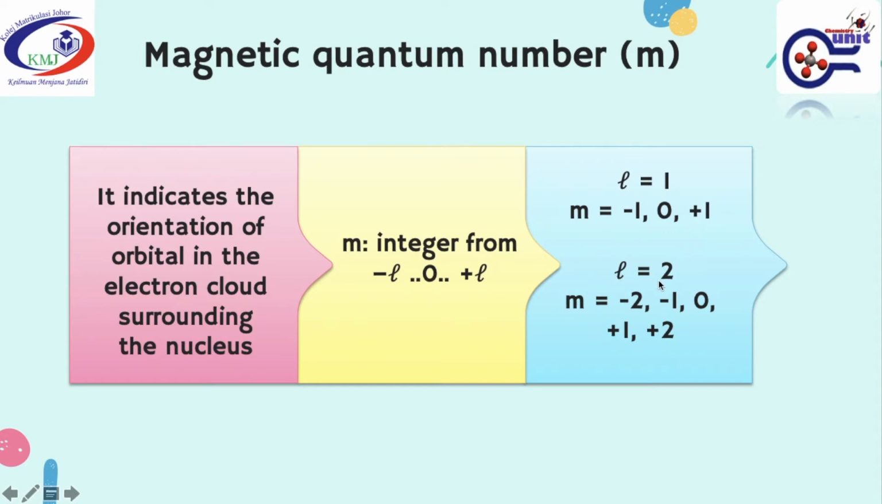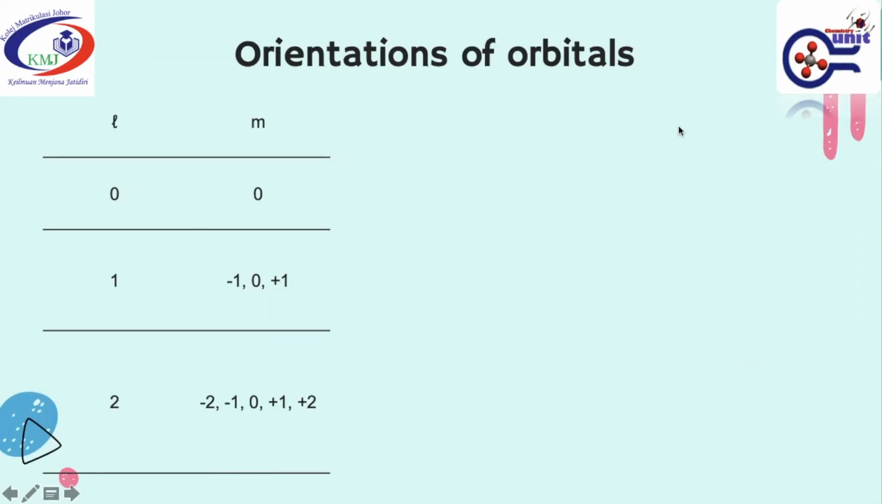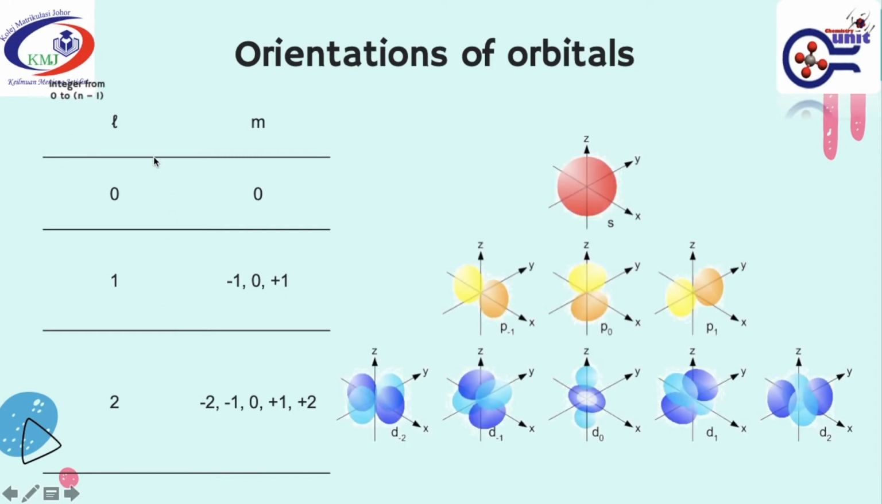When L is equal to 2, M must be negative 2, negative 1, 0, positive 1, and positive 2. These are the examples of orientations of orbital for L is equal to 0, 1, and 2. So, when L is equal to 0, M is equal to 0 because M is an integer from negative L, 0, and positive L. In determining the value of M, we don't focus on the value itself, but more on how many M values it has.